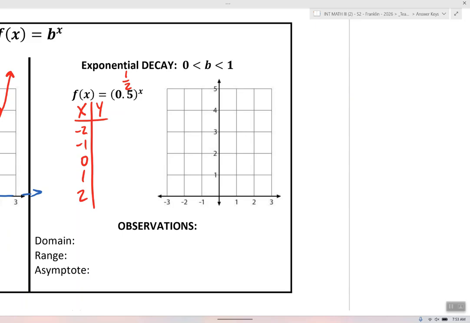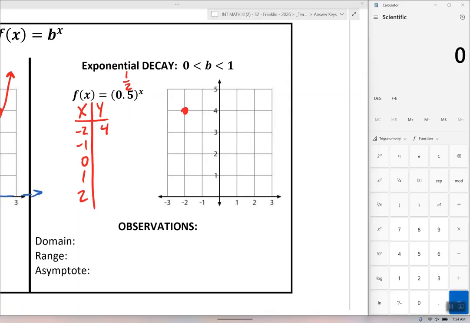So for negative 2, that's 1/2 to the negative 2. Remember that's going to flip the fraction, and it's going to be 2 over 1 to the second power, which is 4. So I have a point at -2, 4. And like I said, you could use a calculator and do 0.5 to the -2 power, and you still get 4. So you can use a calculator, just use the decimal as well, that's fine.